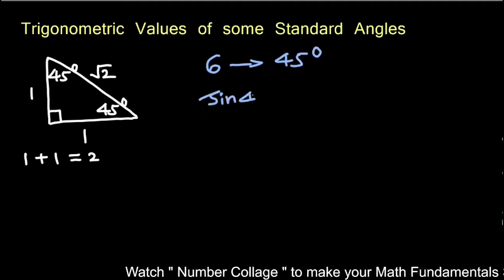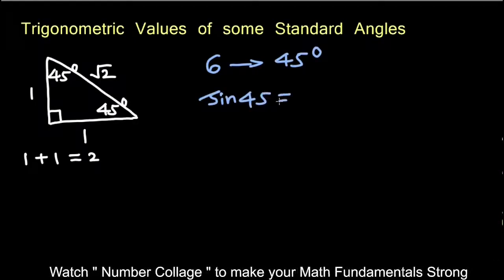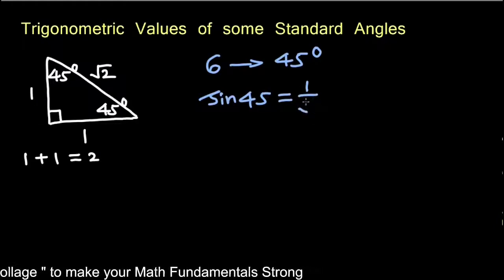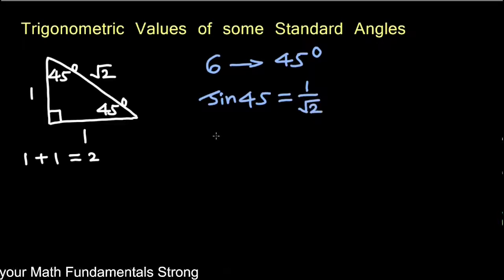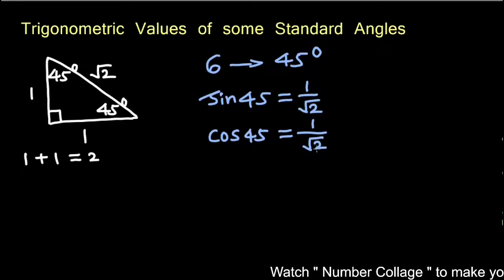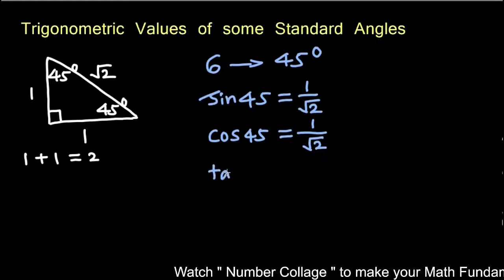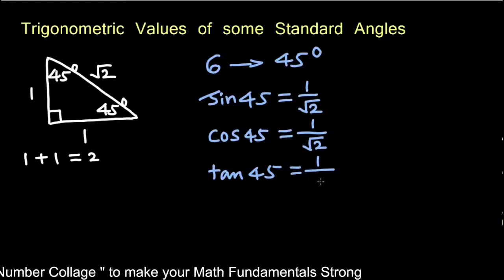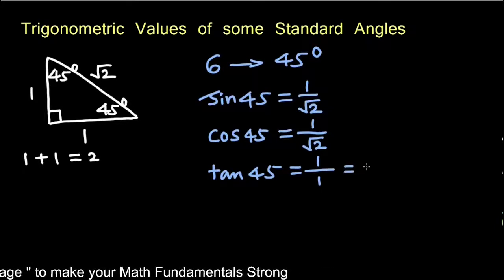We write sine 45, which is by definition opposite side, which is 1, upon hypotenuse, so it will be 1 by root 2. Cos 45 by definition is again adjacent side, which is 1, by hypotenuse, which is root 2. So cos 45 is 1 by root 2. Tan 45 by definition is opposite side, which is 1, by adjacent side, which is 1. So that will be 1.